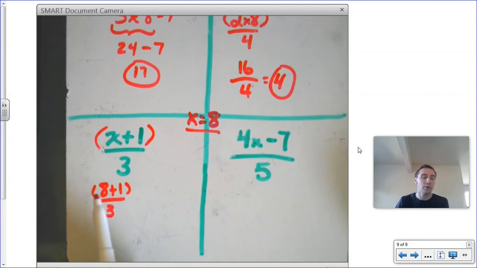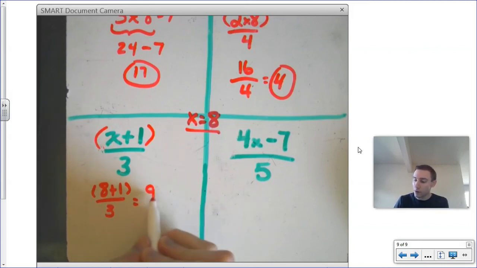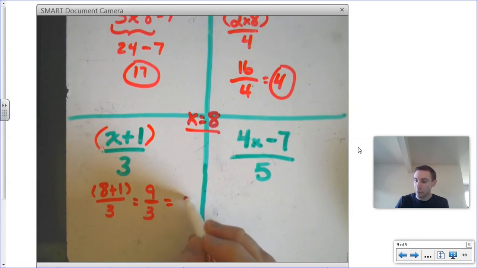And if I do, for example, 8 divided by 3 plus 1 divided by 3, all right, fine, I'll get my answer. It's going to be easier to evaluate that numerator though. So 8 plus 1 is 9 over 3. So 9 over 3 is 9 divided by 3, which is quite simply 3.